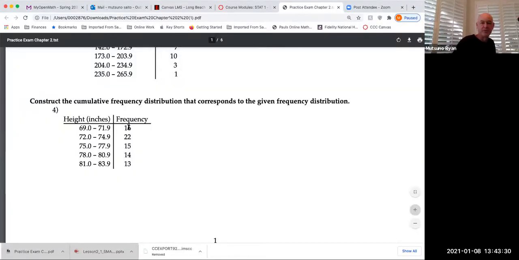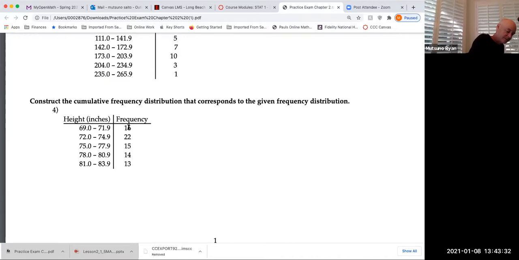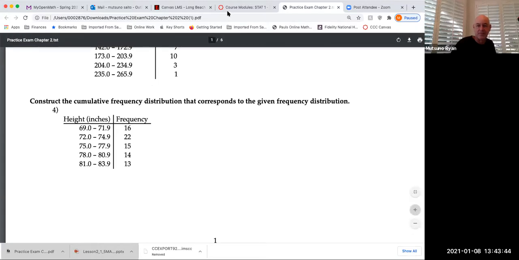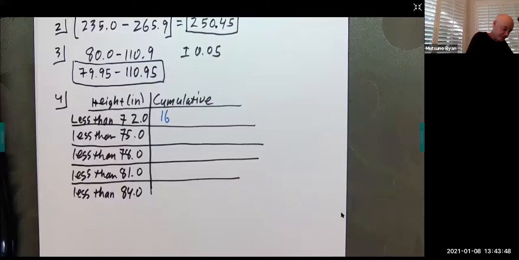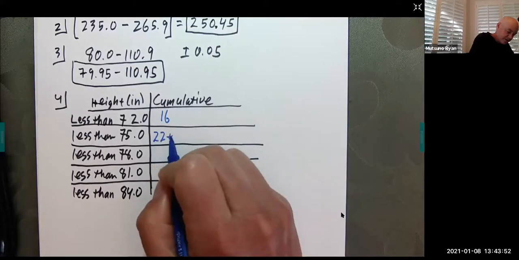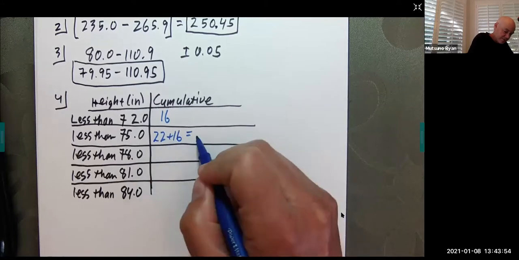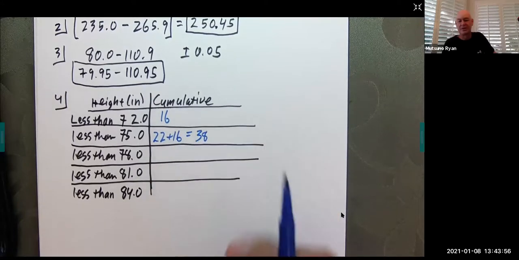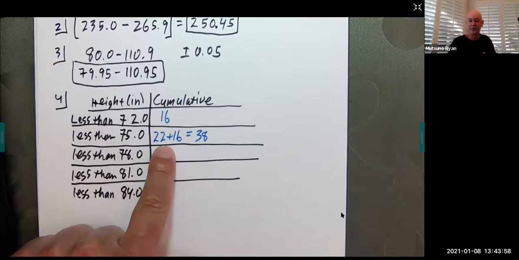So in this column here, my first column, I'm going to put 16. I'll switch the camera here in just a second. But in the next one, less than 75, you can see right here, here's 75. So less than 75, that's going to be 22 plus 16. So 16 goes here, and here we have 22 plus 16, which gives me 38. You don't need to put the plus in there. I'm doing that just to demonstrate to you where I'm getting these numbers from.